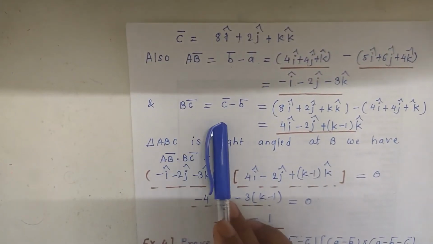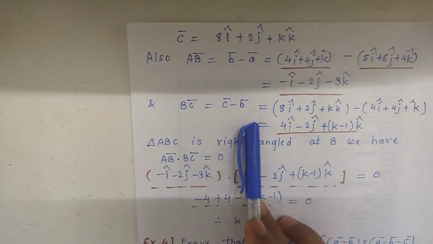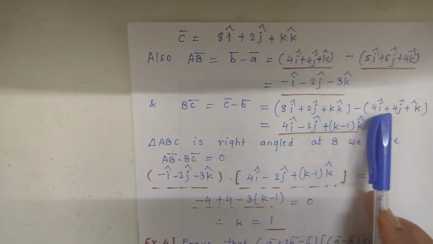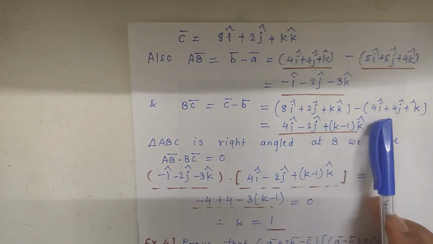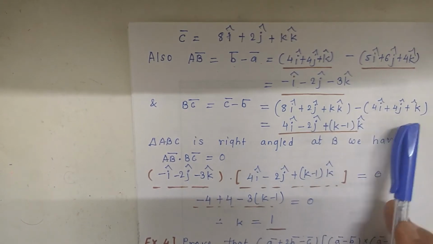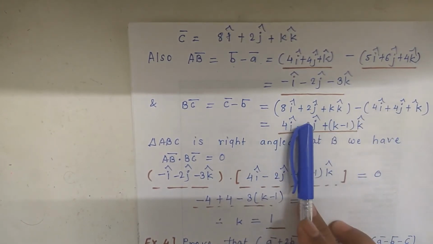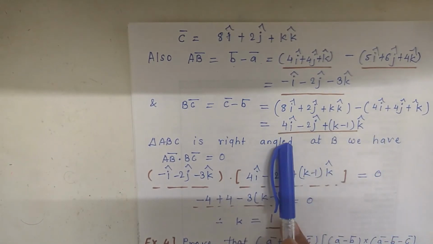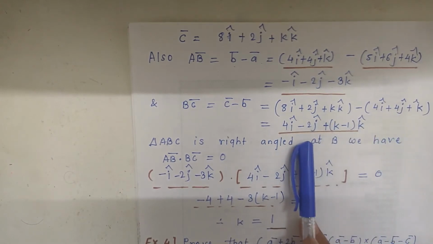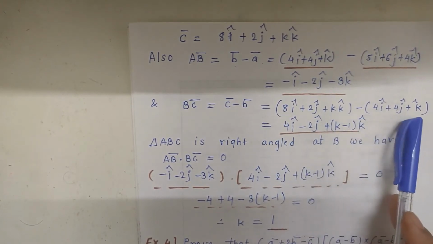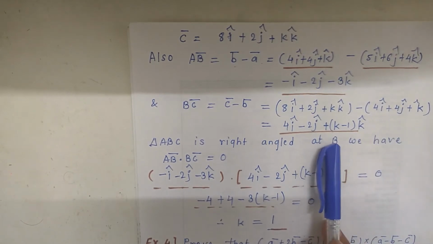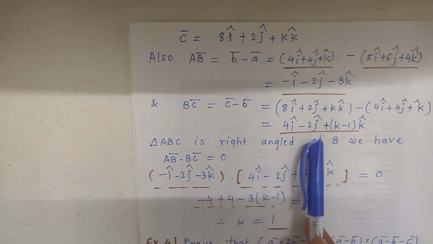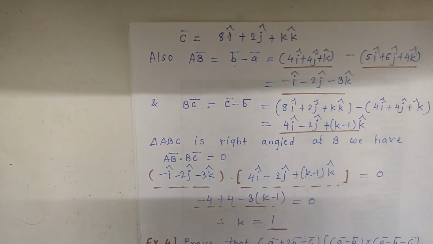The next value, BC bar, is equal to C bar minus B bar, and the value of C bar is 8i plus 2j plus k into k cap minus the value of B bar, 4i plus 4j plus k, and subtracting the corresponding coefficients of i, j, k, we get 8i minus 4i is 4i cap, 2j minus 4j is minus 2j cap, plus k into k cap minus 1 k cap. So k minus 1 into k cap. So write here 4i cap minus 2j plus k minus 1 into k.